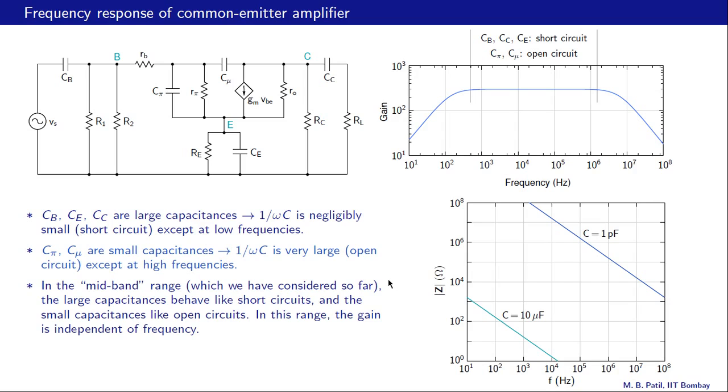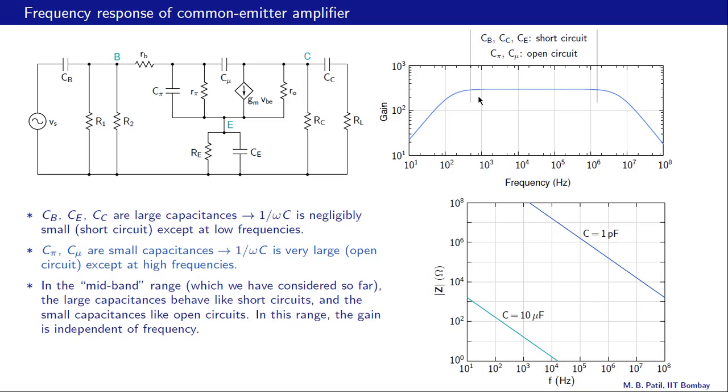In summary, there are three regions in the common emitter amplifier frequency response. There is a mid-band region, this region here. In this region, the large capacitances behave like short circuits and the small capacitances behave like open circuits. So CB, CC, CE behave like short circuits, C pi and C mu behave like open circuits. And in fact, this is the range that we have considered in our analysis, if we remember. That is what we have considered in deriving the gain expression.